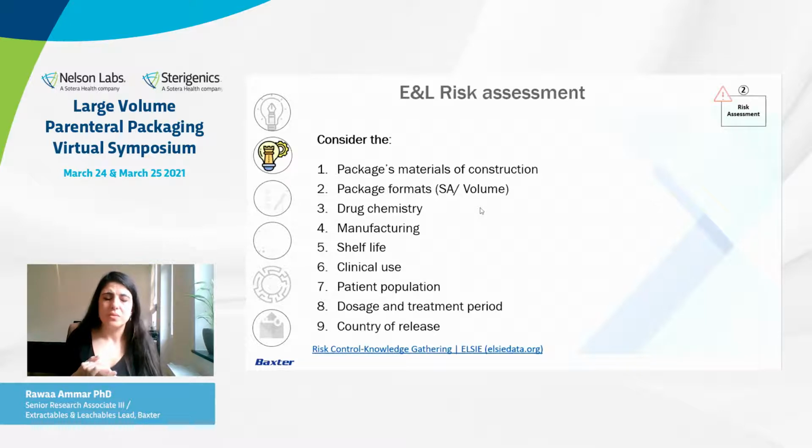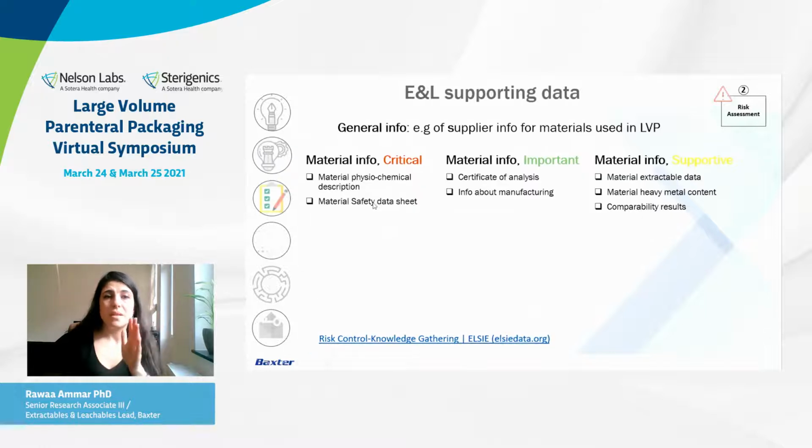Why is it important to know the country of the release? Because we have to make sure that the qualification of the LVP is fit for the country. If the product is released in the US or in Europe, we have to follow suit, and this will help us categorize where the supplier data and the supporting data can be classified as critical, important, and supportive. So it depends on the country and particularities of the LVP system. The data in the important bucket can shift into critical or supportive.